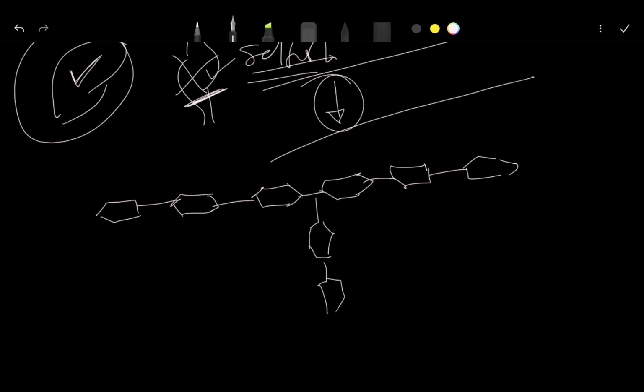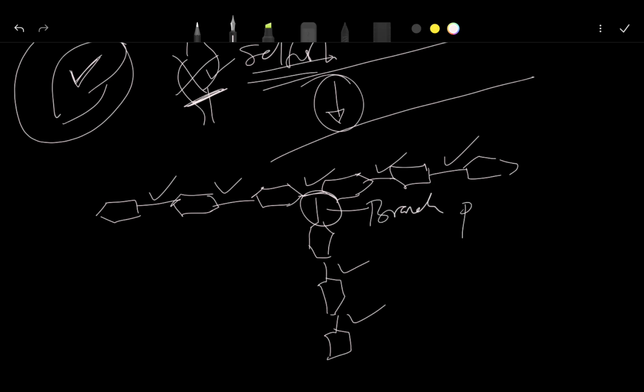This is a branch point, and also, all right, now this is a straight bond, a straight bond, a straight bond. This also is a straight bond, but this particular point is the branch point, or the branch bond. You get it now?